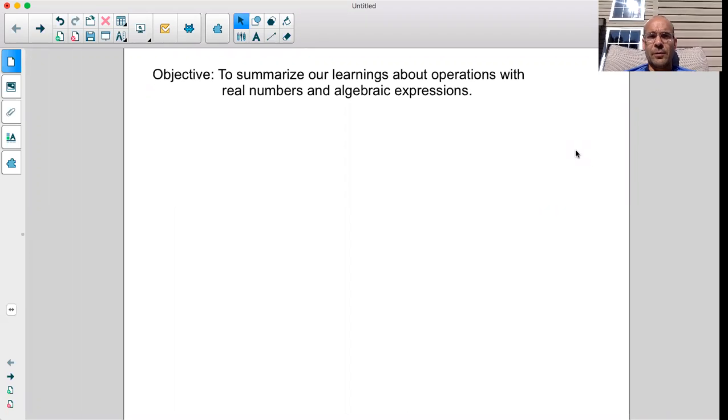As is always the case when you study math, the details can really get messy from problem to problem. But I never wanted that to take away from your growing understanding about how things work and how we're trying to represent things in formal math, even if every little detail of formal math is too much to handle in one course. So let's take a look at the objective. It's just to summarize our learnings about operations with real numbers and algebraic expressions.